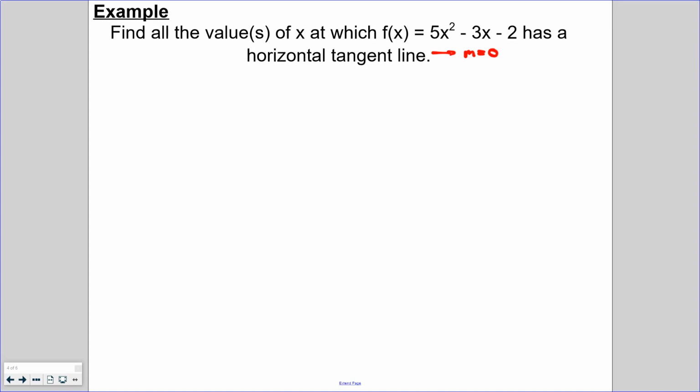So therefore, we can come in and we can find the derivative of our function. It is just a polynomial, so we can use the power, sum, and difference rules here to give us a derivative of 10x minus 3.